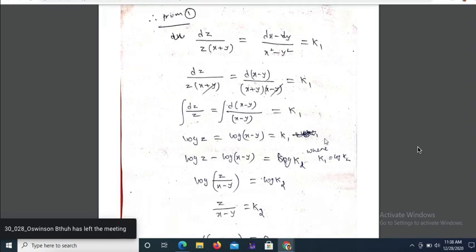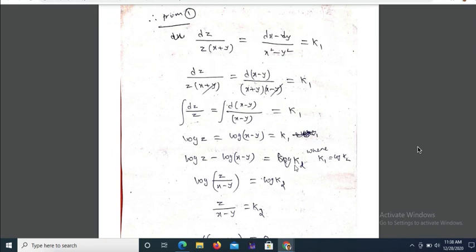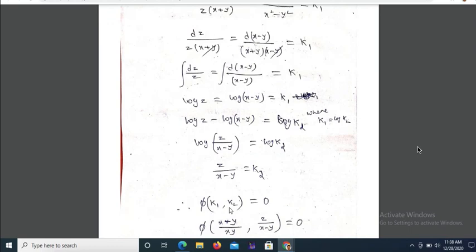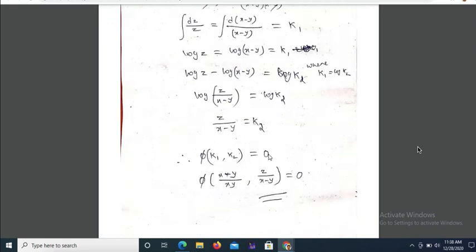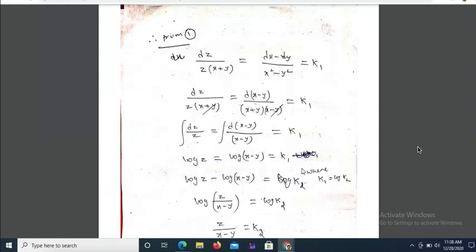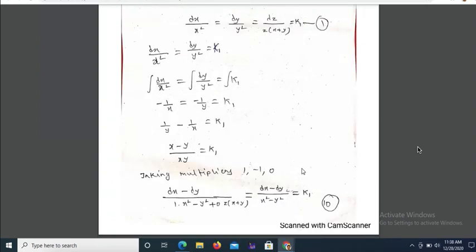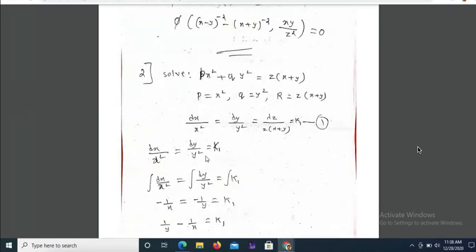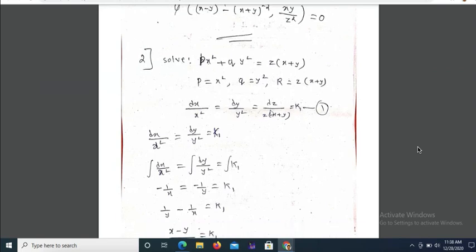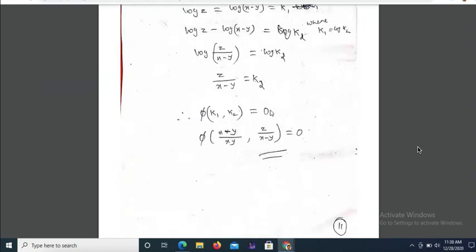Now take log on both sides. Here k1 can be taken as log k2. So log m minus log n is log m by n; the logs get cancelled and we get k2 equal to z by x minus y. So phi of k1, k2 is equal to 0. Just see that I have not taken multipliers a second time. Only one time I used multipliers, because I applied Lagrange's method for these two. If that is not possible, go for the multipliers. Any doubt? I think no questions, no doubts. Come to the next one.